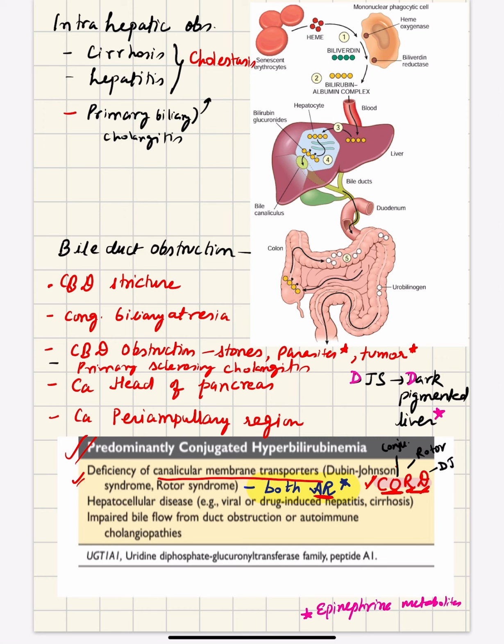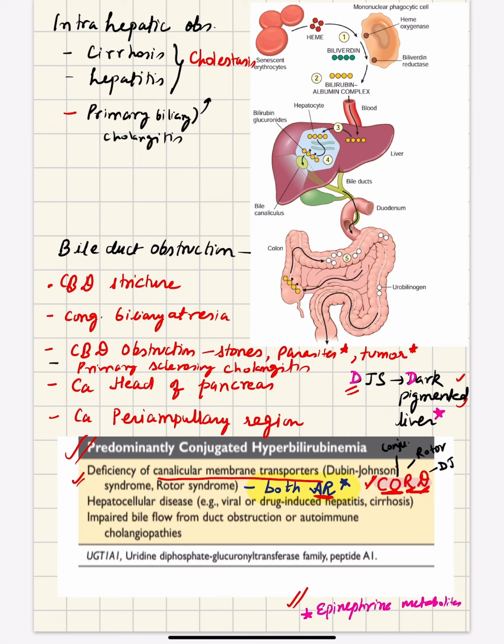Another important MCQ for Dubin-Johnson syndrome is that in Dubin-Johnson syndrome, the liver becomes dark pigmented due to the presence of epinephrine metabolites. So this is again the differentiating point from the Rotor syndrome. In Rotor syndrome, we won't get the black colored liver, while we see that in the Dubin-Johnson. So this point also you have to remember.